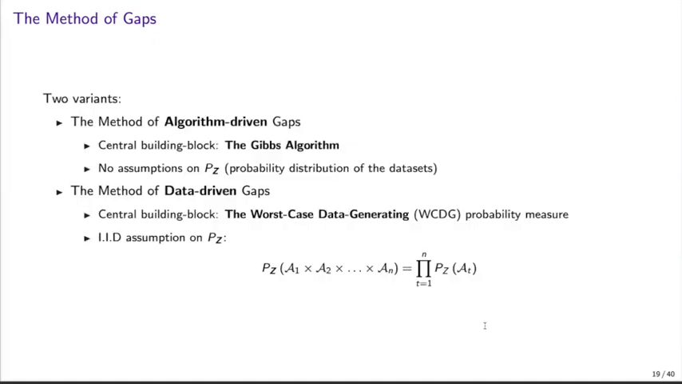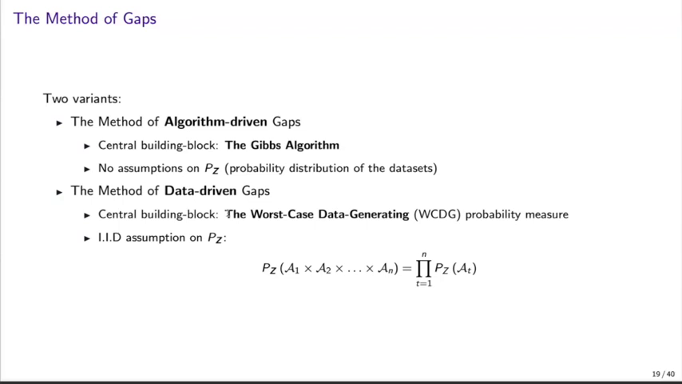All right, so this brings us to two variants of the method. The first one is in which we are going to use the algorithm-driven gaps, and in that case, we will be dealing with the Gibbs algorithm. Essentially, this method is going to tell us that if you want to calculate the generalization error of a given algorithm, what you have to do is to compare it with the Gibbs algorithm. And this is one of the big conclusions of this work. That variant, based on algorithm-driven gaps, is very general in the sense that there are no assumptions on the data probability distribution PZ. The second method, data-driven gaps, are going to be in terms of the worst-case data-generating probability measure.